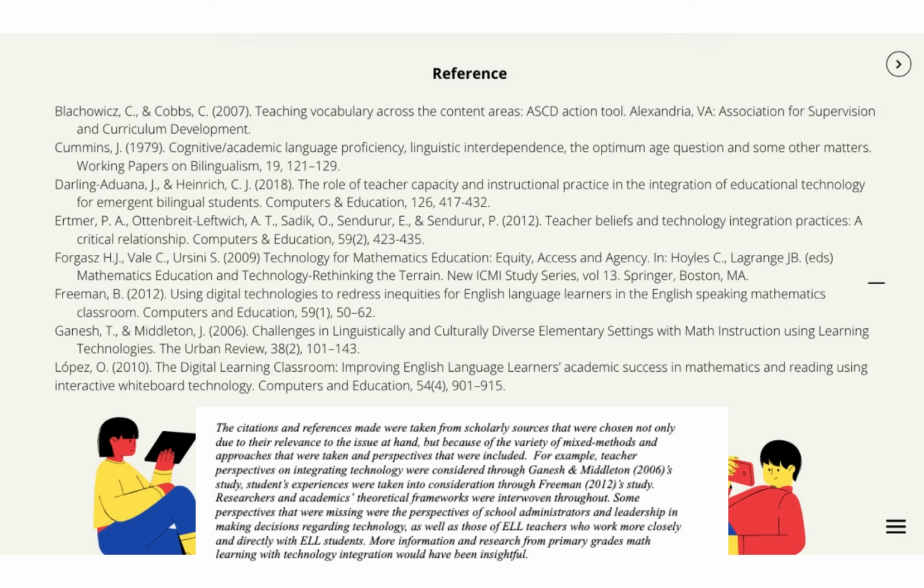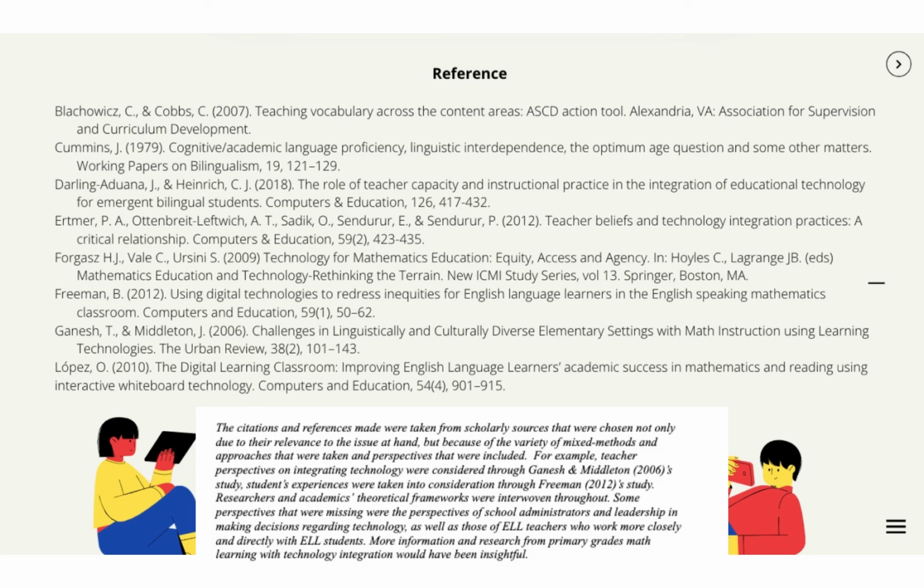The citations and references made in this video were taken from scholarly sources that were chosen not only due to their relevance to the issue, but because of the variety of mixed methods and approaches that were taken and perspectives that were included. For example, teacher perspectives on integrating technology were considered through Ganesh and Middleton's work. Students' experiences were taken into account through Freeman's study.